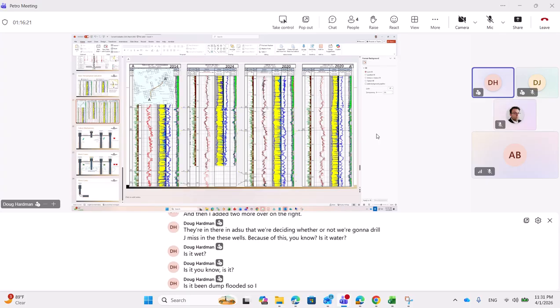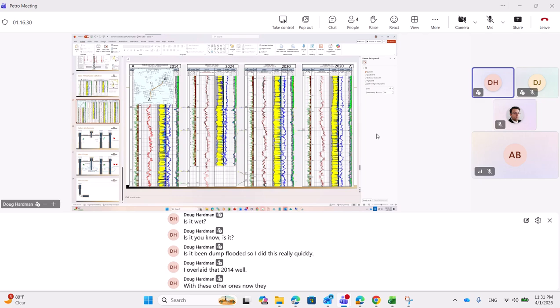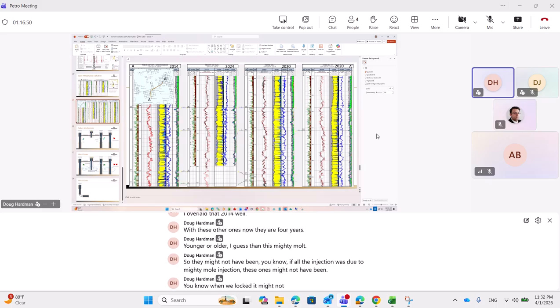So I did this really quickly. I overlaid that 2014 well with these other ones. Now they are 4 years younger, or older I guess, than this Mighty Mo. So if all the injection was due to Mighty Mo injection, these ones might not have been as effective when we logged them. So they sort of overlay there.